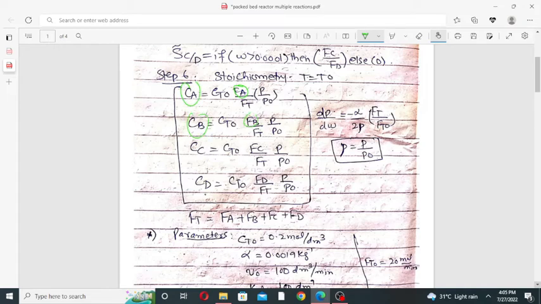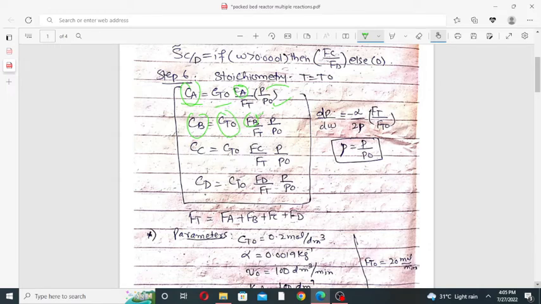And concentration, and it is given by this relation. For component A, it is Ct0 into Fa divided by Ft into P divided by P0, where P is the pressure of the reactor and P0 is the initial pressure of the reactor. And the value of Ct0 is given.